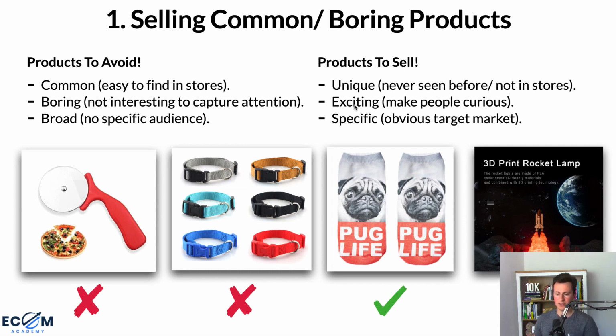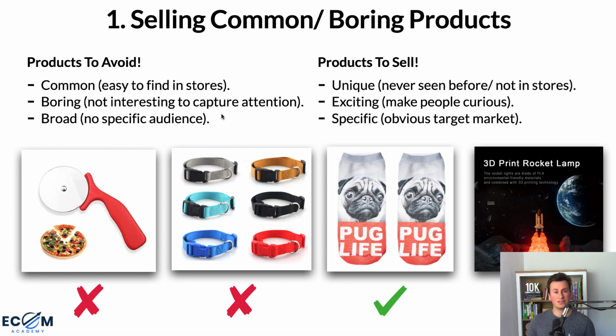So what I've done is I have listed 3 bullet points for products to avoid and 3 for products to sell. Some points to keep in mind next time you're doing your product research. For products to avoid, stay away from common products. These are typically products that are easy to find in stores. For example, this pizza cutter: if you were to try and advertise this product, the majority of people who see it will know exactly where else they can buy it, which increases the chances of them going elsewhere to buy it.